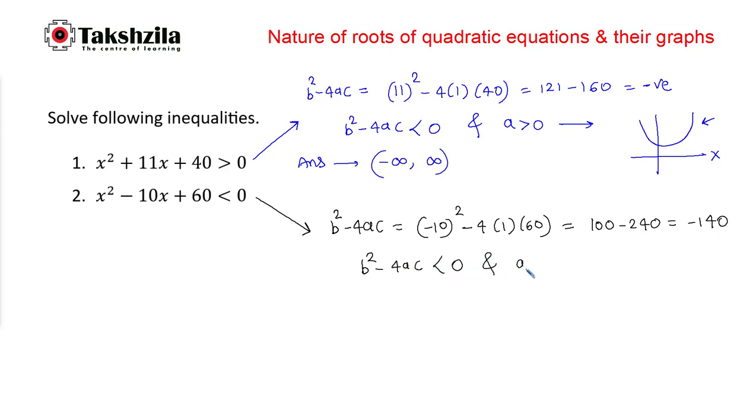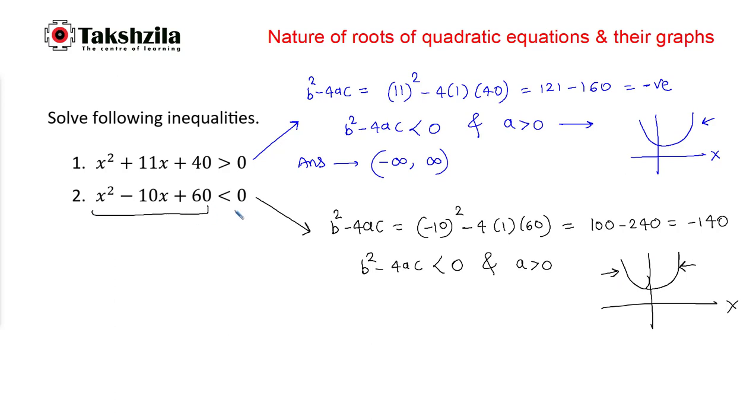And the coefficient of x² is positive, which means the graph of this quadratic equation is going to be an upward parabola which completely lies above the x-axis. So over here this parabola is always in a positive direction. This parabola cannot go in a negative direction, where y is negative below the x-axis. Over here the value of y is always positive. It means the value of this quadratic expression is always positive.